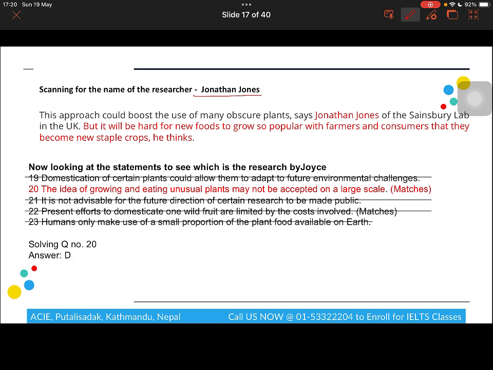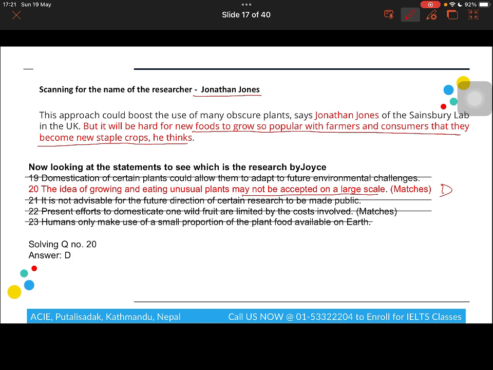This approach could boost the use of many obscure plants, as the Sainsbury Lab in the UK suggests, but it will be hard for new foods to grow so popular with farmers and consumers that they become new staple crops. So the idea of growing and eating unusual plants may not be accepted on a large scale, and this is what he's saying around the last of the passages. So D is the correct answer for this.